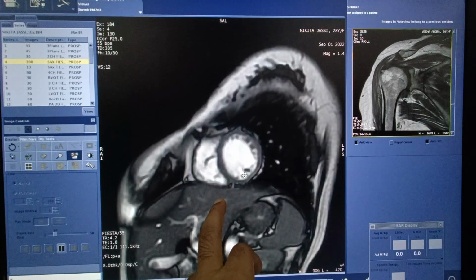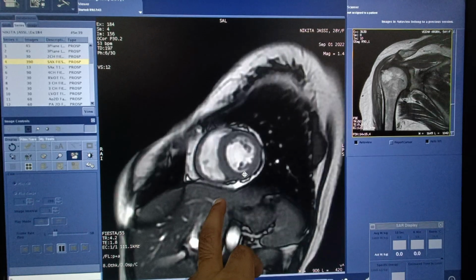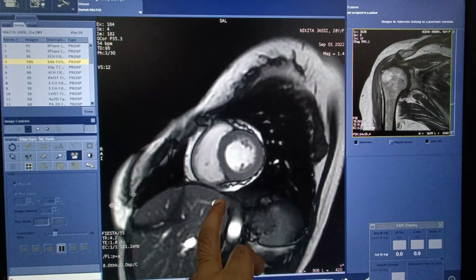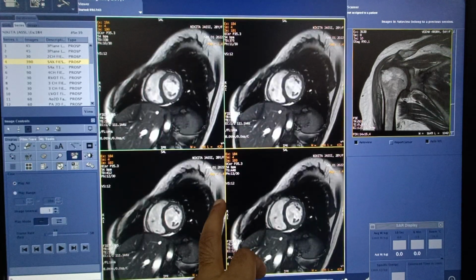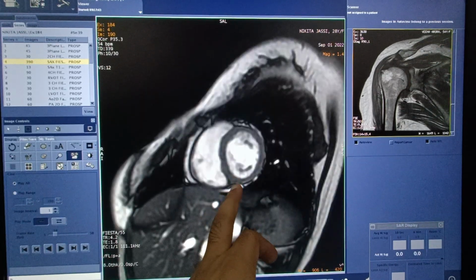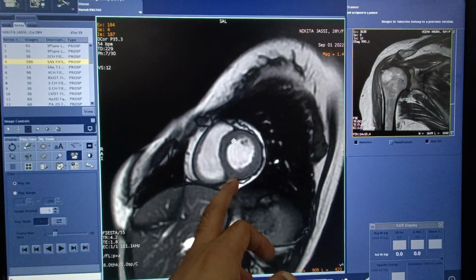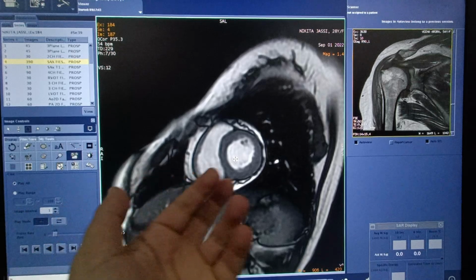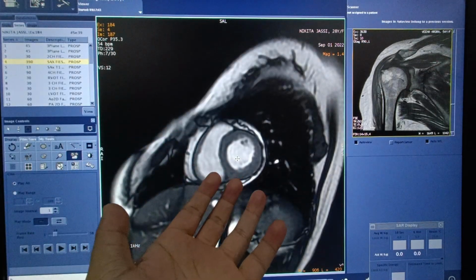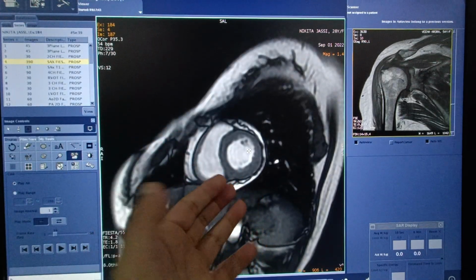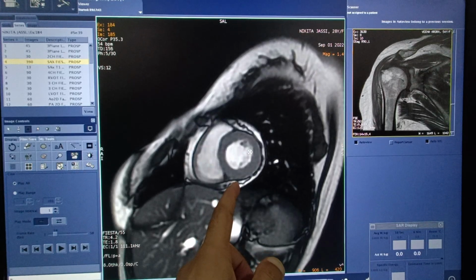The short axis view is a very important view of the cardiac MRI, and there is a major finding when you acquire the cardiac MRI of the short axis view. You can see here the myocardial lining. If there is any finding like myocarditis, any kind of finding inside the myocardial lining, then you can easily diagnose it on the cardiac MRI.